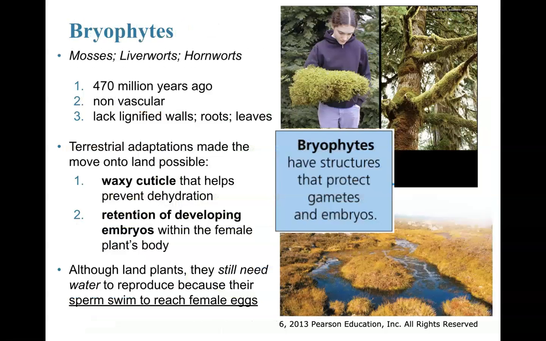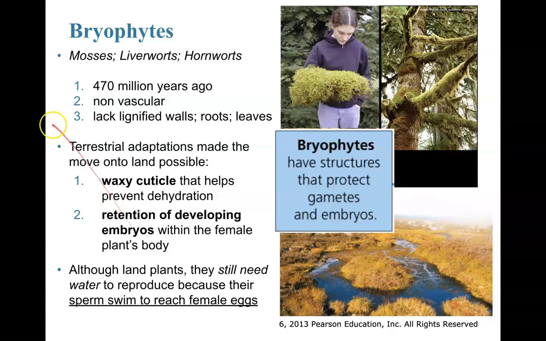Let's get to it. First up are your bryophytes. These are your mosses, your liverworts, your hornworts. 470 million years ago is where we have evidence of our bryophytes first appearing. And these guys have structures that protect their gametes. These are going to be their haploid cells that are going to go on to contribute to future generations, and their embryos.